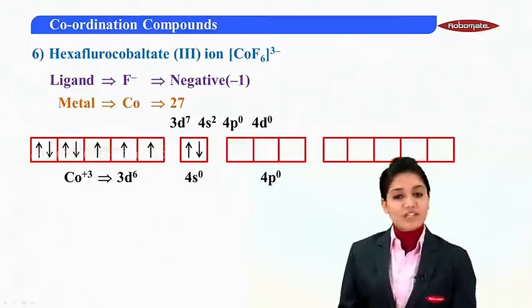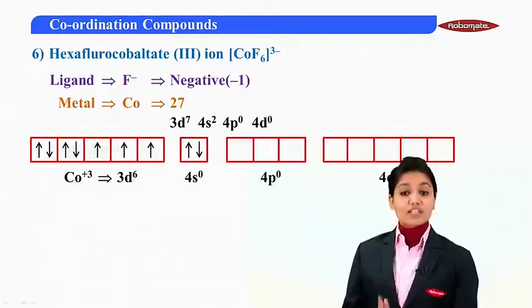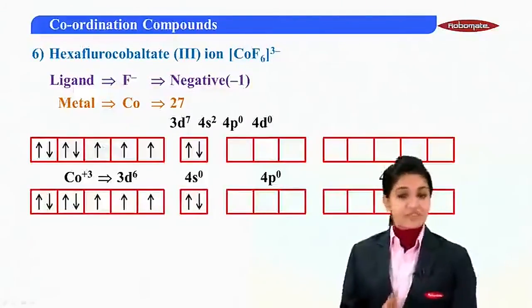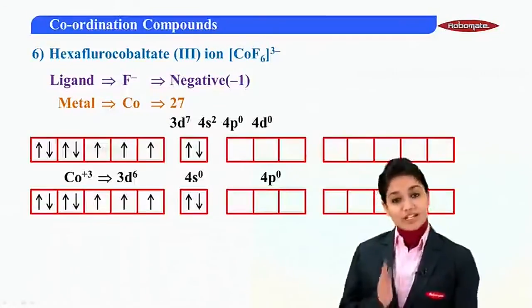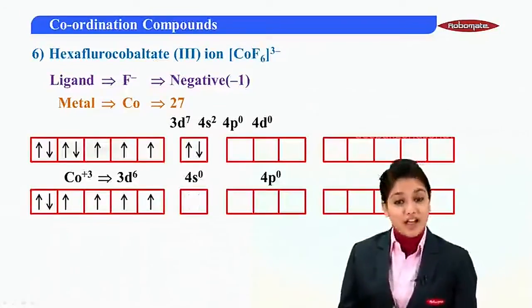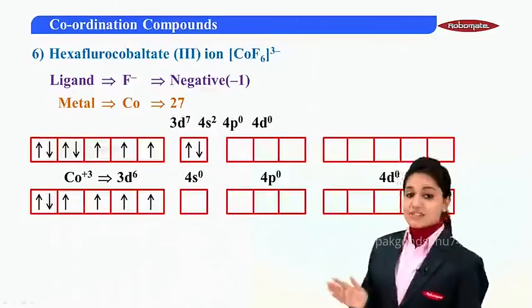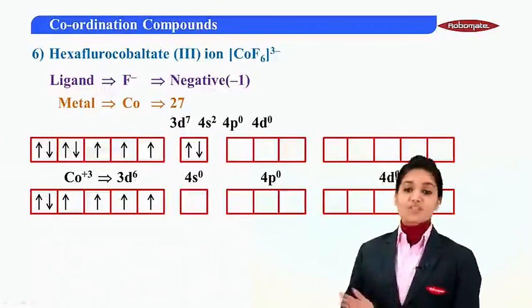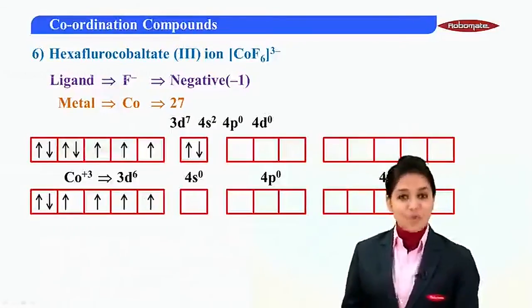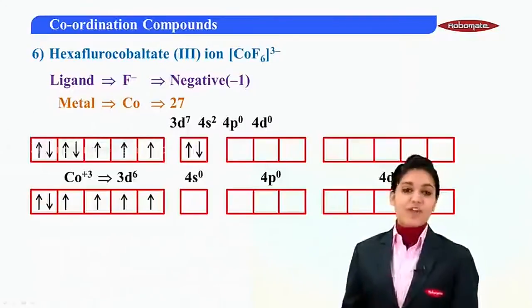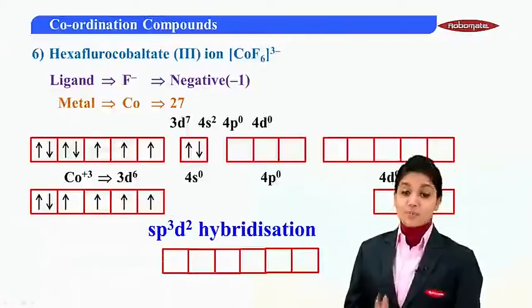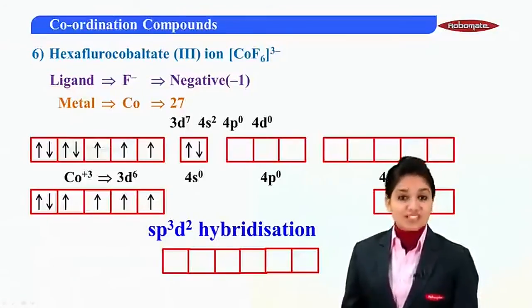Okay, now how many ligands do we have? We have 6 ligands, and fluorine is a weak field ligand. And we know whenever we have a weak field ligand, there is no pairing up. The electrons remain the way they are. So in this case, 3d6 will remain as it is. 4s0, 4p0, 4d0, all these orbitals are vacant, and we need to form 6 coordinate bonds, which requires 6 vacant orbitals. That means 1 will come from s, 3 will come from p, and 2 will come from d, making the hybridization sp3d2 hybridization.